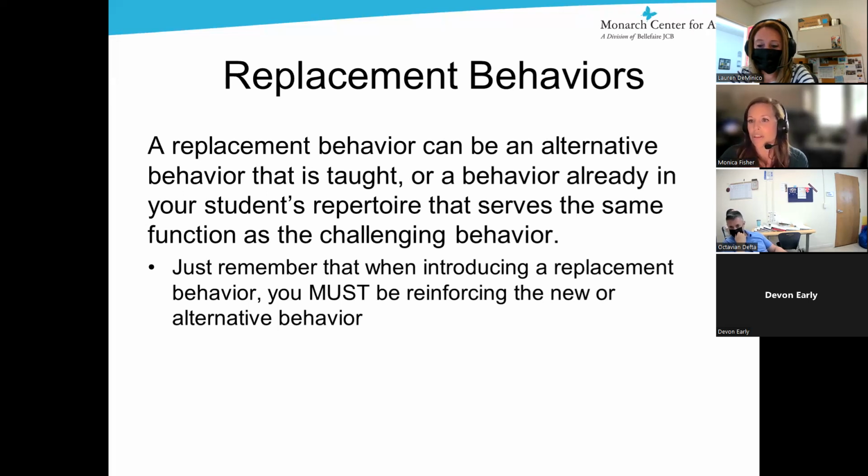So we really want to think about replacing those behaviors with the language and then reinforcing that language, making sure that that language is meaningful. If we don't reinforce replacement behaviors, they're not going to actually strengthen and get to the level that the problem behavior would get to. So it's really important that we're reinforcing those replacement behaviors.